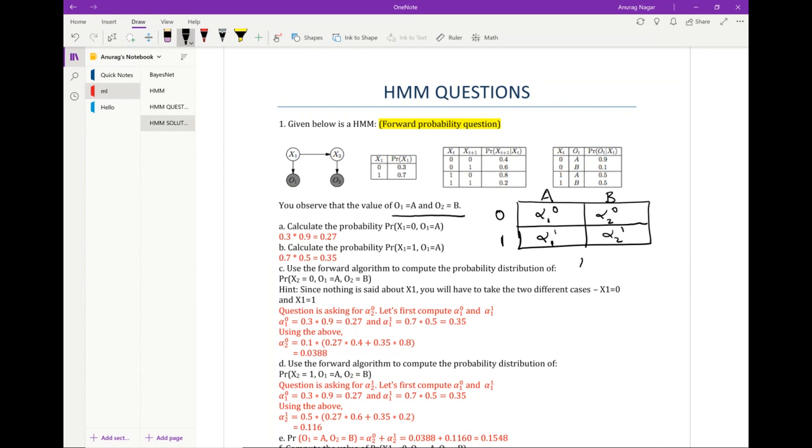Now obviously what is alpha 1 0? That means the game starts in state 0. And what's the probability of starting in state 0? I think we did this earlier, but just to recap, it is 0.3 multiplied by the probability of being in state 0 outputting A. State 0 A is 0.9. So I can replace this by 0.27. And similarly alpha 1 1, you can figure that out, and this will be 0.35.